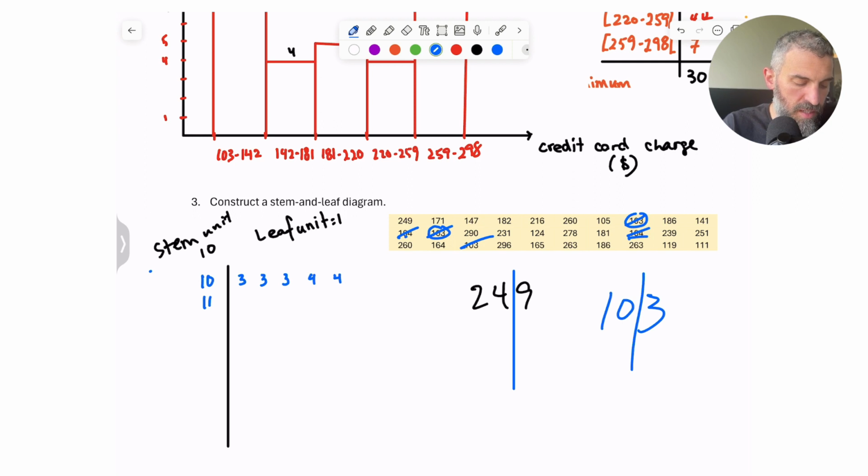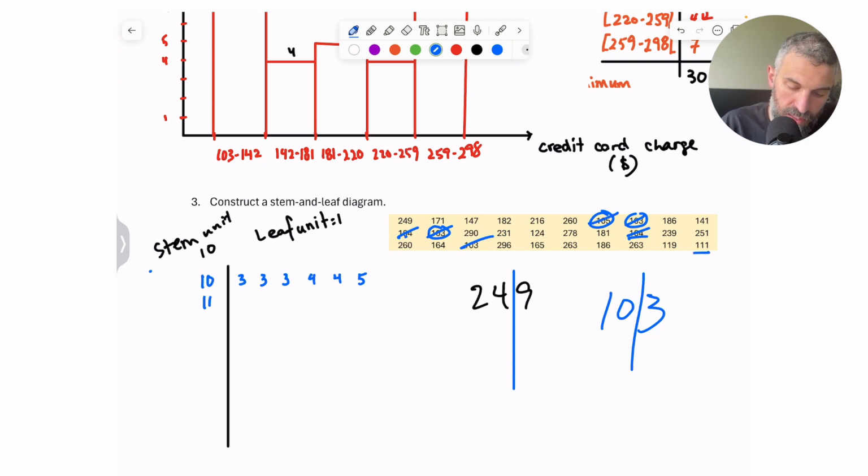The next category would be 11. So once you start your first category, you can't skip. So because you started with 10, you got to go to 11 to 12 to 13 to 14, even if some of those categories are empty. So let's see if this one's empty. Well, I'm looking for the number 110. Oh, I found 105, so let me go put that in.